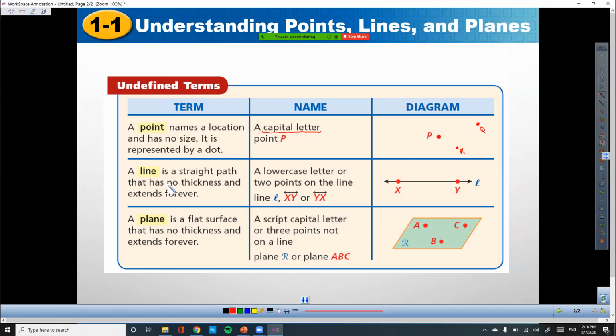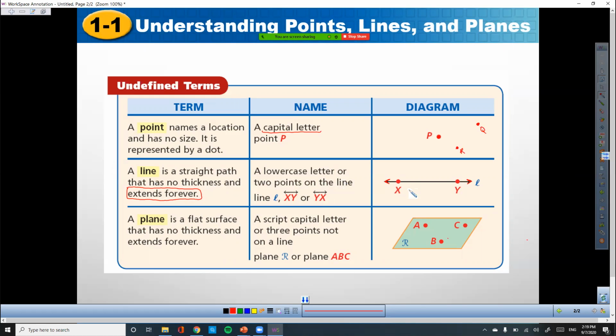A line is a straight path that has no thickness and it extends forever. This is a key word for a line: it extends forever. For example, here we have a line with these two arrowheads. These two arrowheads are telling me that the line doesn't just stop here. It keeps going in this direction forever, and this way forever and ever.